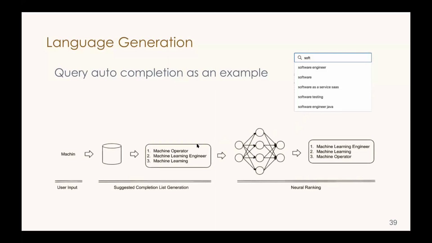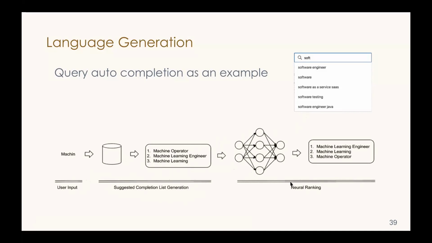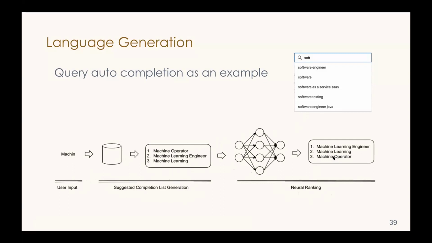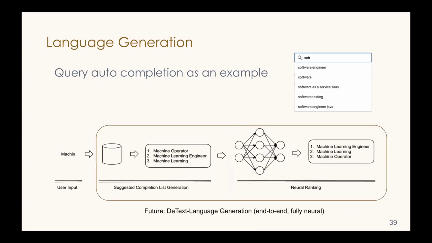And here is a typical workflow of a query autocompletion system. For a given user input, it first goes through the candidate generation component, which generates a list of candidate suggestions. Then this list of candidate suggestions will be put into the ranking component. For this ranking component, every suggestion will be assigned a score regarding its relevance to the user input. Currently, we use DeText in the ranking component, with an optimized LSTM in language modeling. And in the future, we are planning to use DeText in a fully end-to-end neural approach.